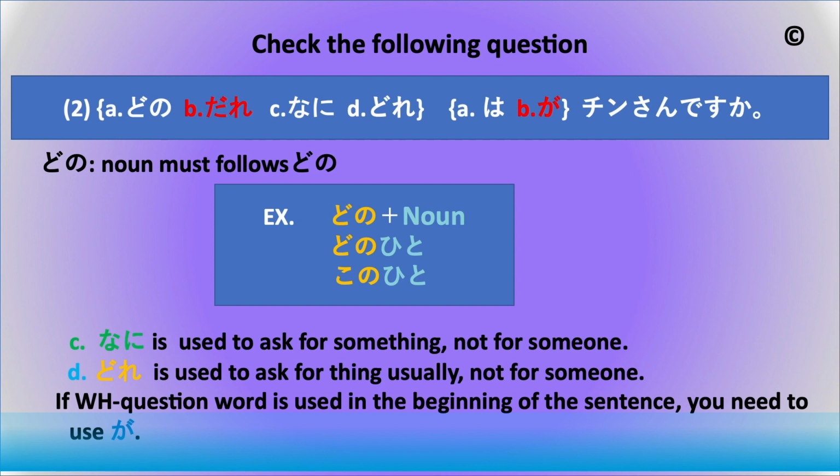Students asked me, the function of は and the function of が, which one needs to be used? No, please. Please think of a simple rule. When a WH question word comes at the beginning of the sentence, が must be used. So, 誰が陳さんですか? Okay?